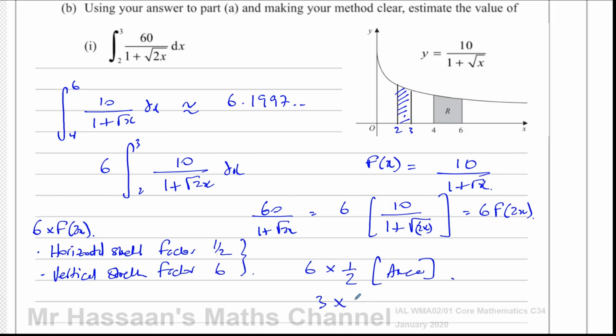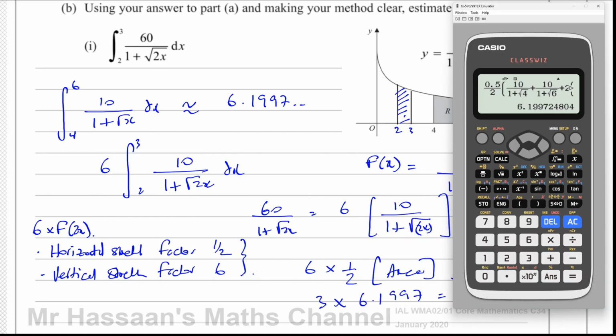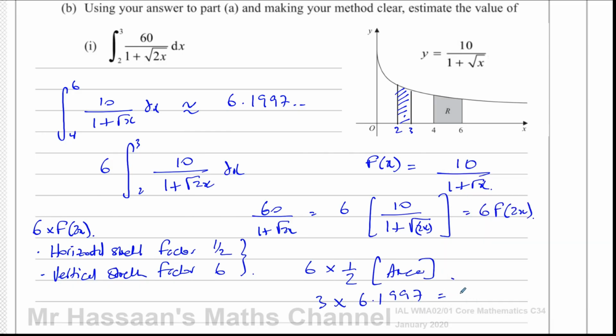Okay, that's what's going to happen. So it's going to be 3 times the original area, which was 6.1997. So 3 times that gives 18.5991. If we follow the same protocol as before, 2 decimal places, 18.60 will be our area.